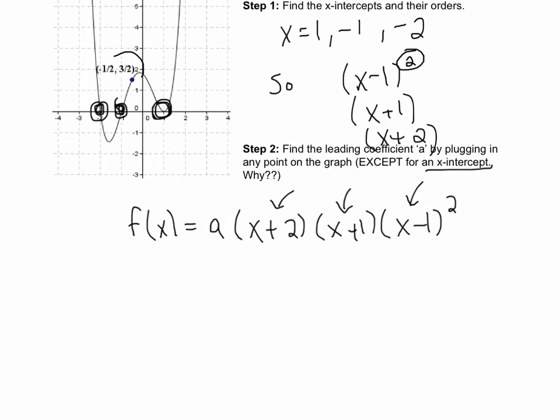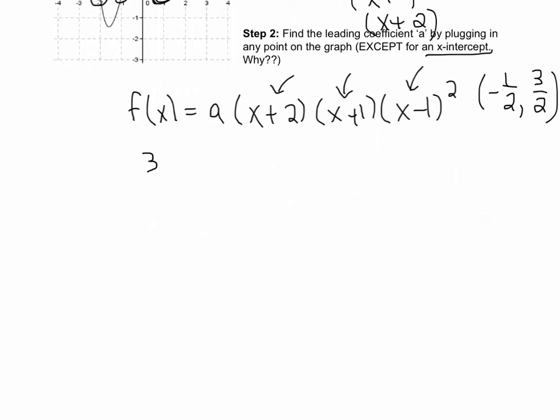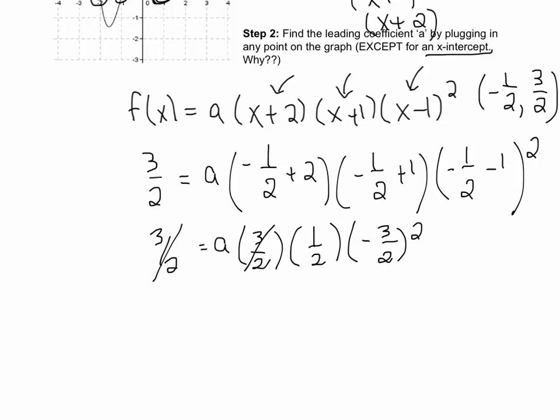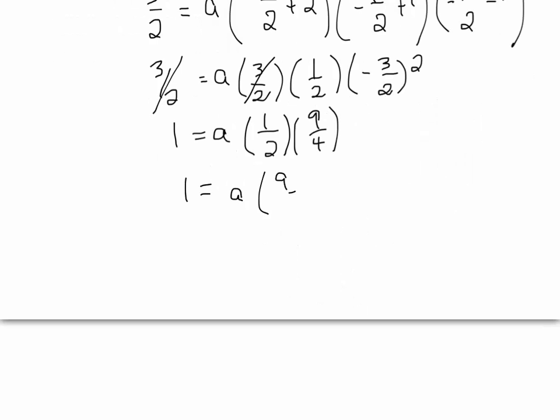Let's choose this point here, -1/2 and 3/2. You can pick any point as long as it's something that's easy to sub in, easy to pick, easy to find. Those are your best choices. Subbing this in, we'd have 3/2 is equal to a times (-1/2 plus 2), (-1/2 plus 1), and (-1/2 minus 1) all squared. Simplifying, we would have 3/2 times 1/2 times (-3/2) all squared. Since 3/2 appears on both sides, we can cancel those out. 1 then equals a times 1/2 times 9/4. 1 then equals a times 9/8, meaning that a is equal to 8/9.